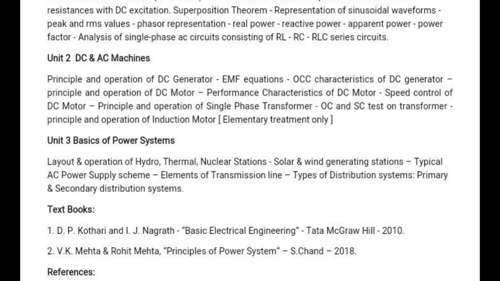Transmission line elements are resistance, inductance, reactance, and capacitance. For a short transmission line, the capacitance effect will be neglected, whereas for a long transmission line, the capacitance effect will be considered. Types of distribution system: primary and secondary distribution systems.